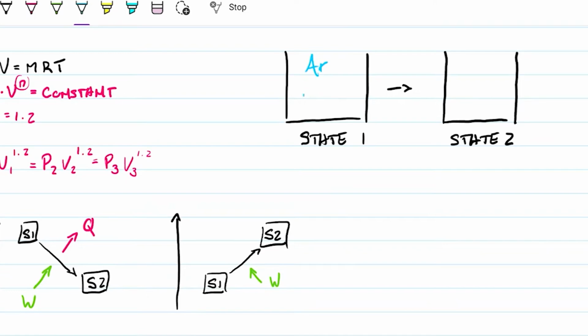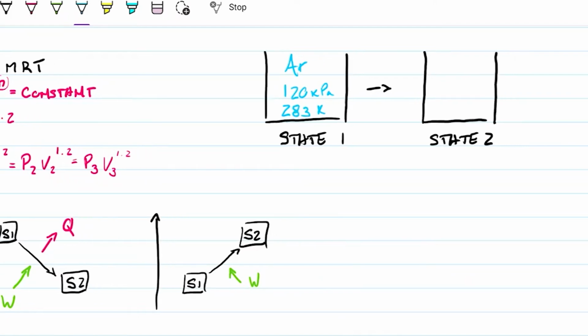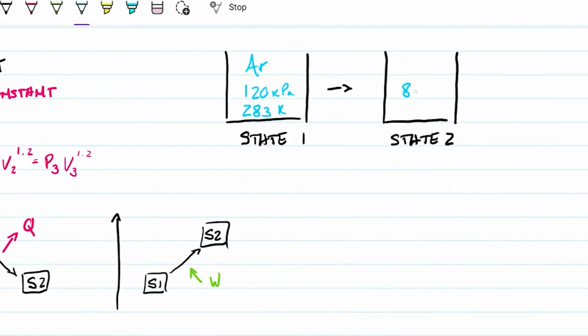There's no mass entering or leaving. This is 120 kilopascals, and this is 10 degrees Celsius. I'm going to go ahead and do 283 Kelvin, because whenever it's an ideal gas, we're going to be working with Kelvin, right? So 283 Kelvin, which is the same thing as 10 degrees Celsius. And then on state 2, all I know is that this is 800 kilopascals. Okay, and obviously I know this is a polytropic process. No mass was gained or lost.